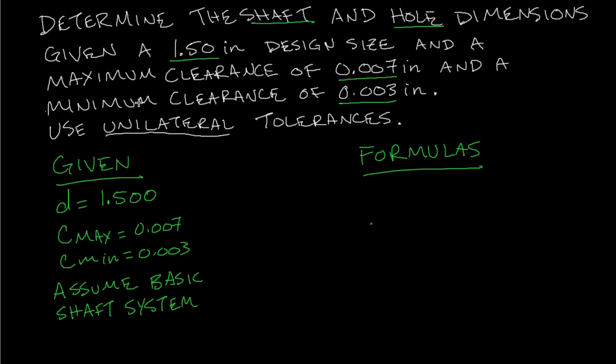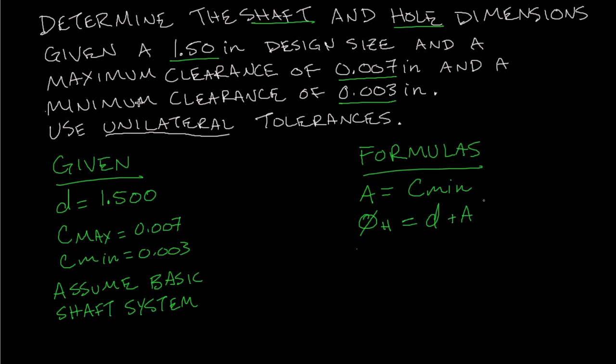All right. So speaking of allowance, what is allowance? The allowance, I'll denote as A, is going to equal the minimum clearance. That's really useful because I use it to determine the hole diameter. So the diameter of the hole is going to be equal to the design size of the hole plus the allowance.